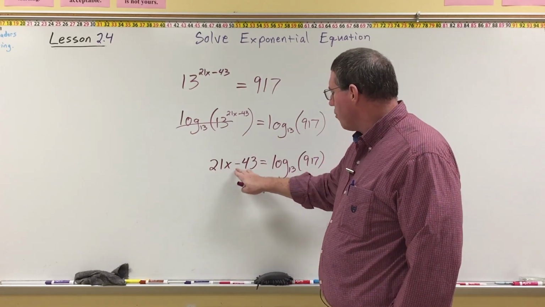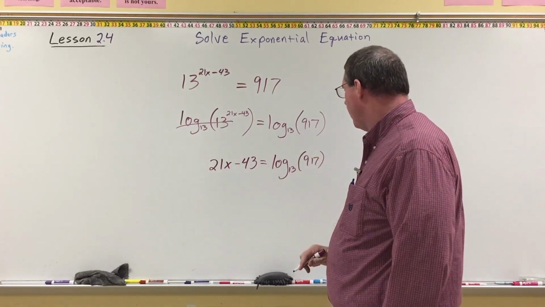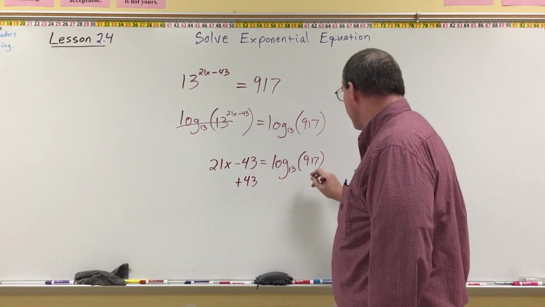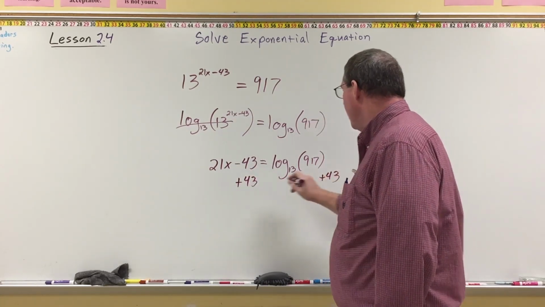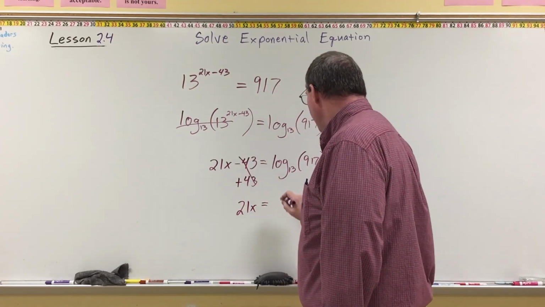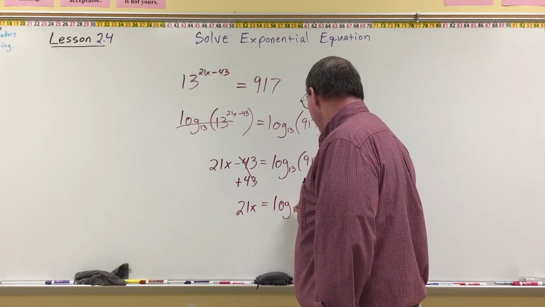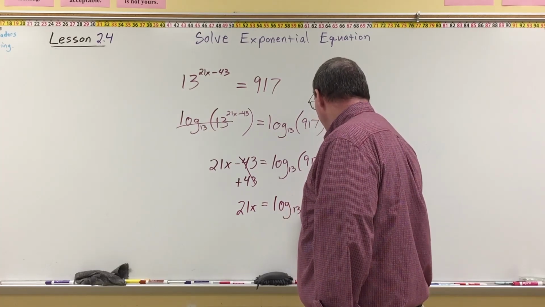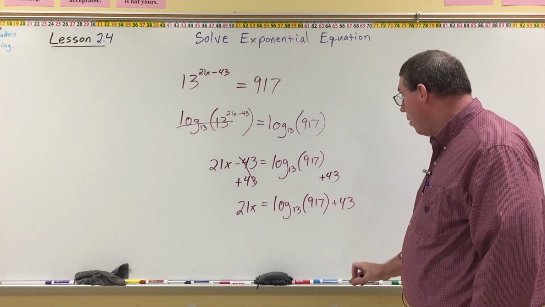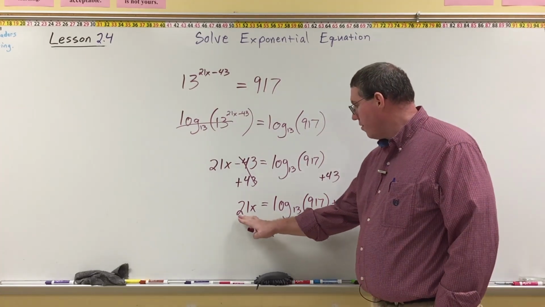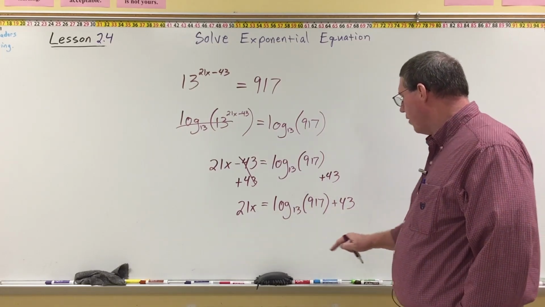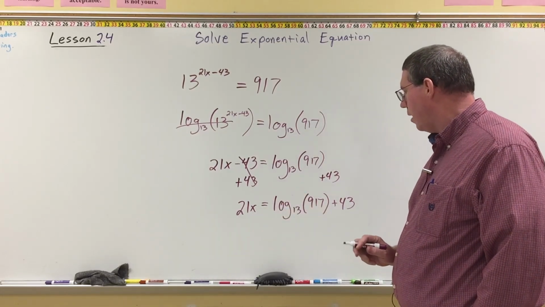If I had 21x minus 43 is equal to, let's say, 5, the first thing I would do is add 43 to both sides. Add 43, cancel over here. 21x is equal to log base 13 of 917 plus 43. And so now all we have to deal with is this 21x. Now, you may be wondering, why did I put the plus 43 over here? Why didn't I put 43 plus over here?